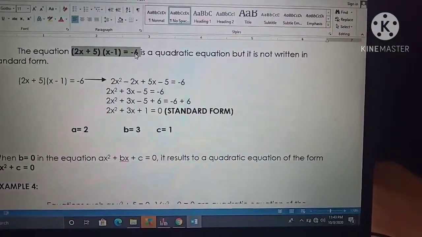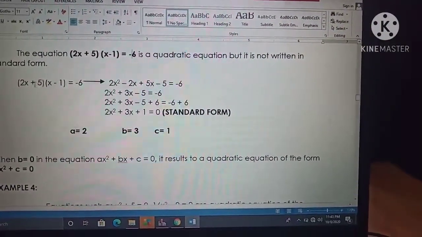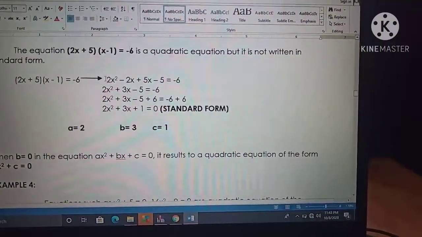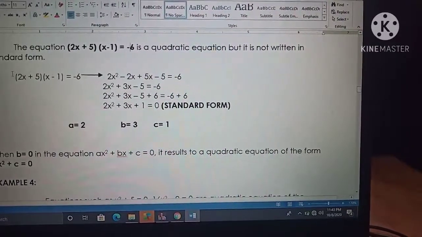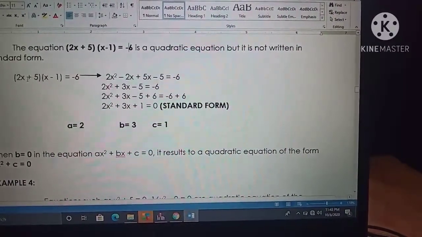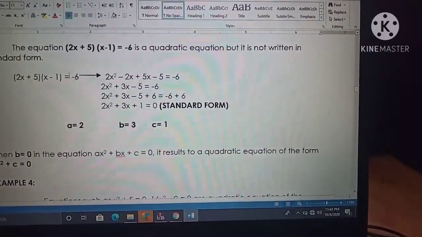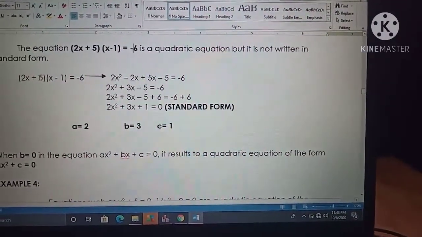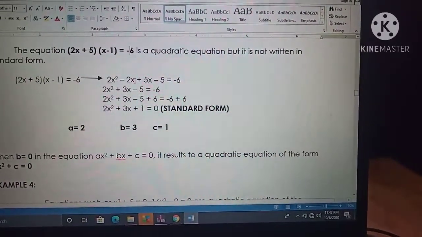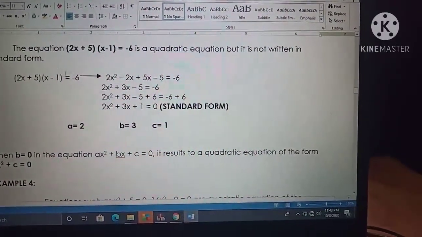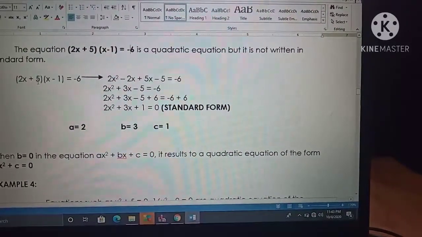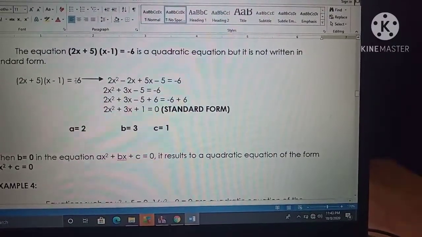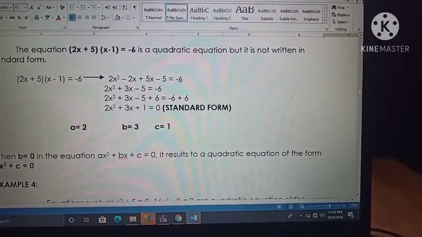So, anong gagawin natin? So, we're just going to multiply. So, 2x times x, we have 2x squared. 2x minus 1, we have negative 2x. Pagkatapos sa dito at saka dito, ito naman si 5. 5 multiplied by x, we have positive 5x. And then positive 5 multiplied by negative 1 is negative 5. Copy natin si negative 6 equals negative 6.